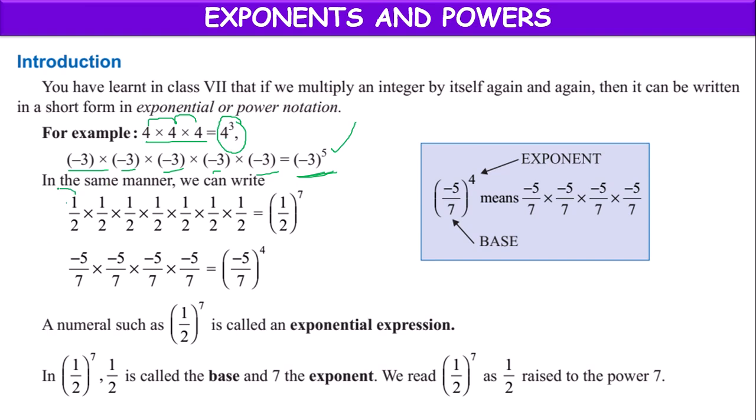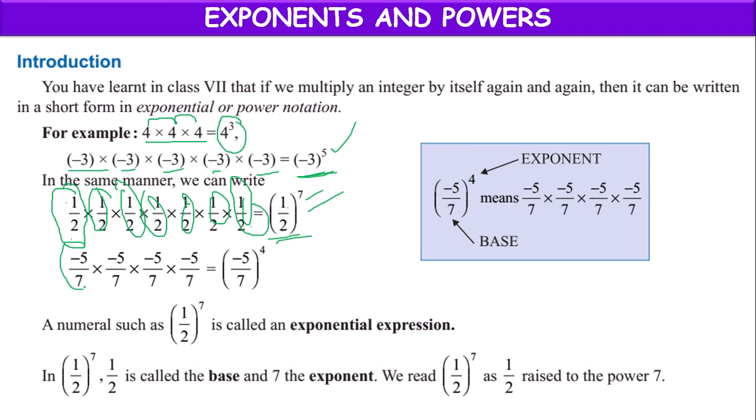Or if you have the fraction 1 by 2, so 1 by 2, 1 by 2, 1 by 2, and so on. The same fraction we have multiplied 7 times. In short form, we can write it as 1 by 2 whole power 7.